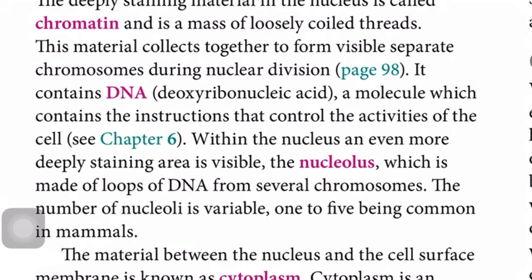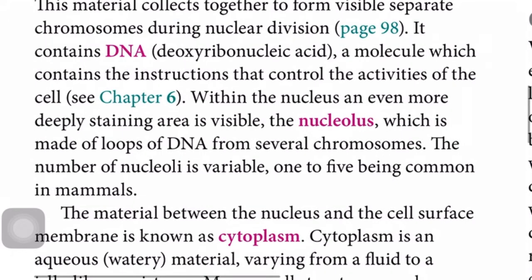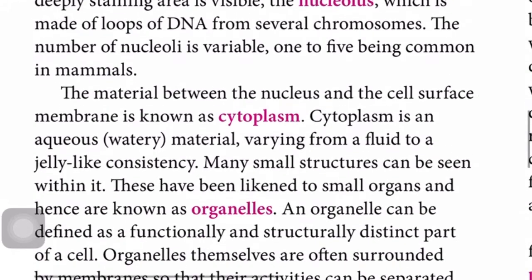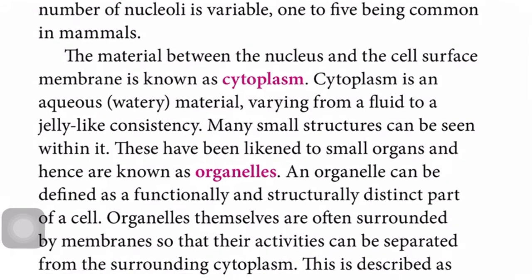Within the nucleus, an even more deeply staining area is visible, the nucleolus, which is made of loops of DNA from several chromosomes. The number of nucleoli varies, 1 to 5 being common in mammals. The material between the nucleus and the cell surface membrane is known as cytoplasm. Cytoplasm is an aqueous, watery material varying from a fluid to a jelly-like consistency. Many small structures can be seen within.